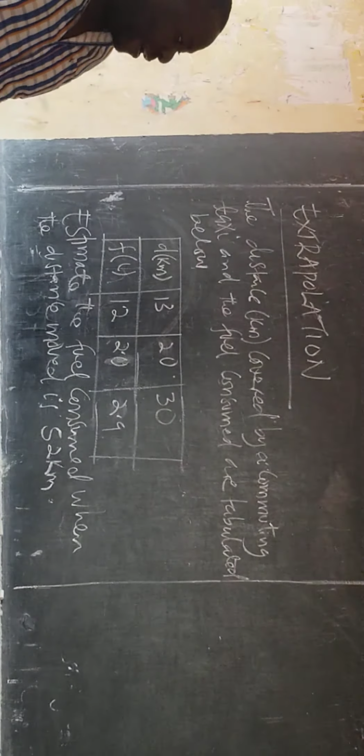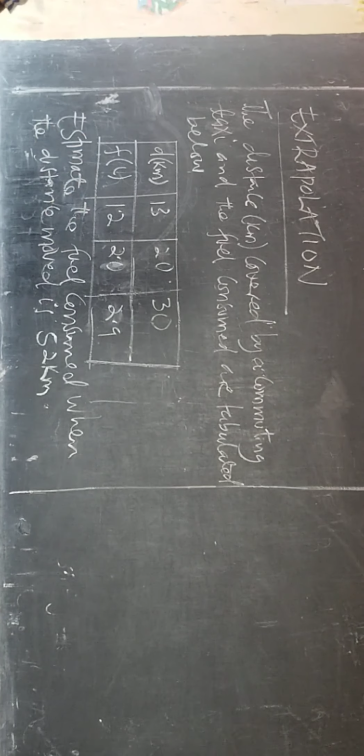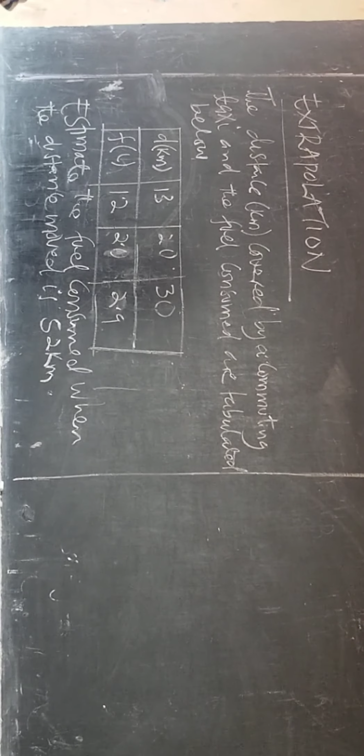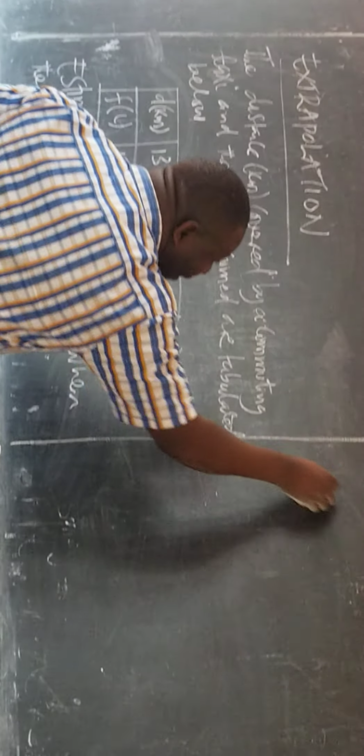So for extrapolation, we estimate a value which lies outside the given set of values, while interpolation is within. Since we're looking at 52 kilometers, which is outside, we shall take the last two pairs, then include the 52 and the corresponding amount of fuel that it consumes. So there we take our extract here.